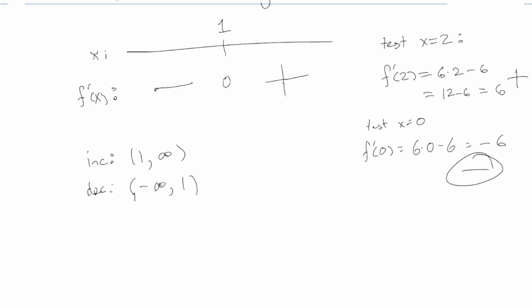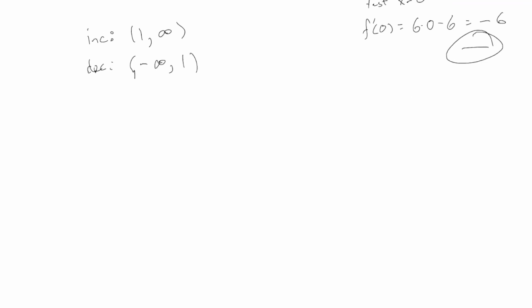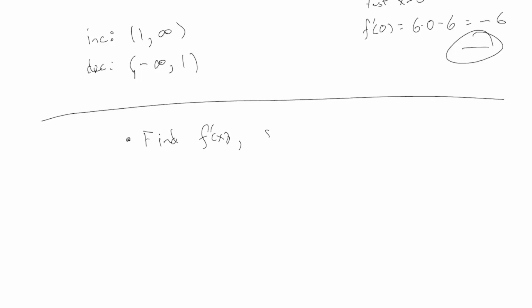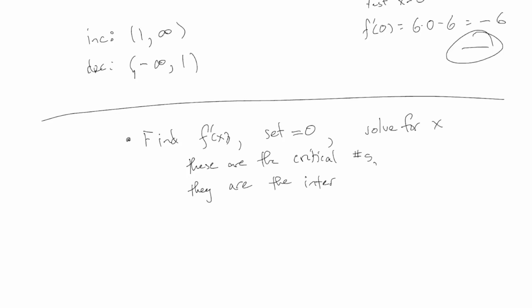All right. So can I just summarize this strategy here, and then we can do one more example, and then that'll probably do it for us. So the strategy here, if you like, first find f prime of x, set equal to 0, and then solve for x. These are the critical numbers, and they are important because they are the interval endpoints. That's why we care about them.